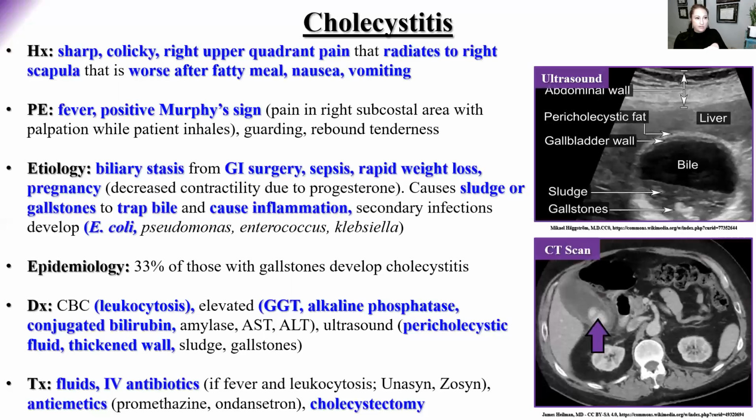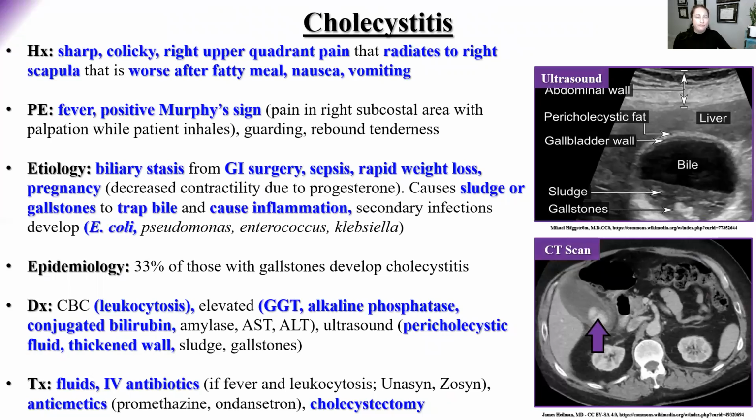So the history is very similar. Sharp, colicky, right upper quadrant pain that radiates to that scapula. It's worse after a fatty meal, so a fast food or a cheeseburger. That can also cause nausea and vomiting. The difference between this one and the one we just talked about, the cholelithiasis, is this one will also have a fever. It's an inflammatory process. It's an infectious process, excuse me. So that Murphy sign will be positive, but you will also have a fever on this one.